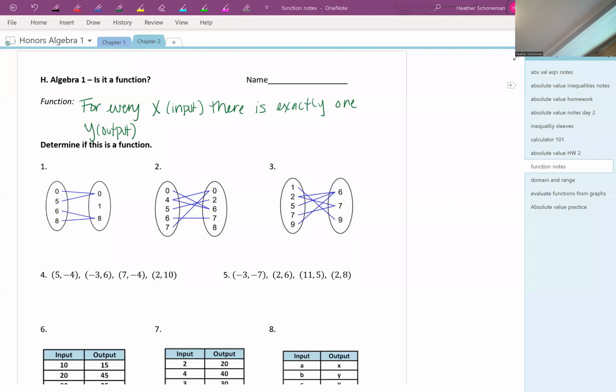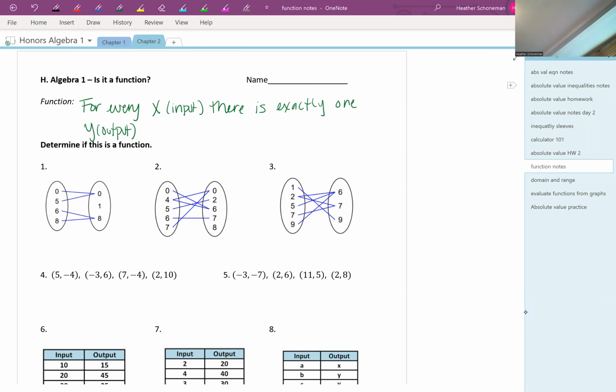Okay, so this is a quick video going over what we did in class, talking about functions and domain and range. I'm just going to quickly buzz through this, so if you are gone, you can catch up on it. So a function says for every x, which is our input, there is exactly one y, which is our output.